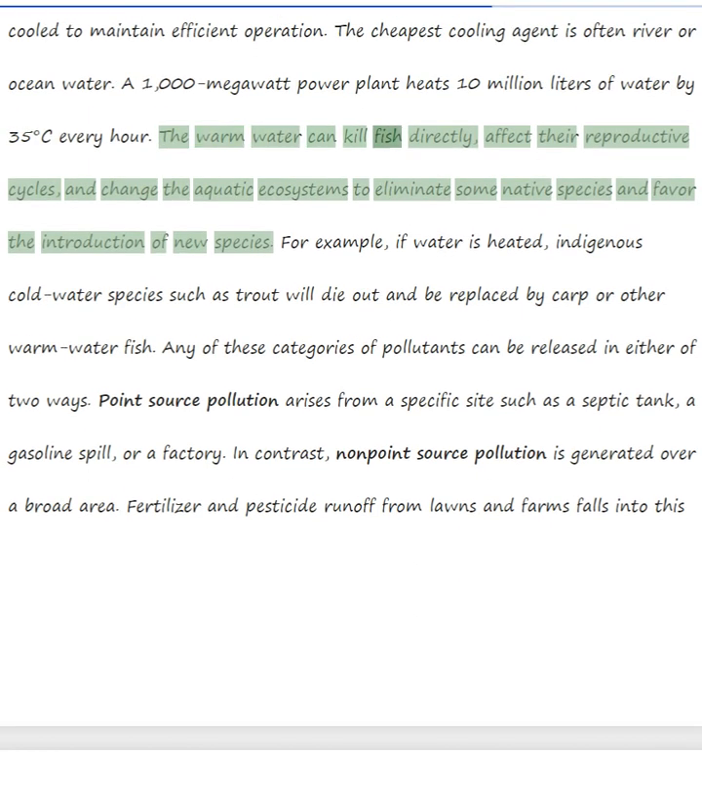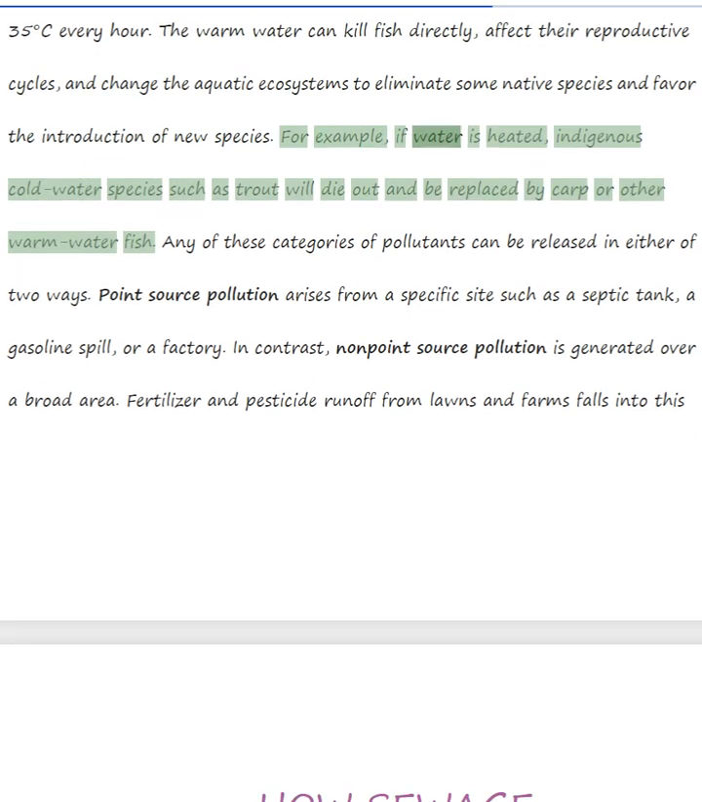The warm water can kill fish directly, affect their reproductive cycles, and change the aquatic ecosystems to eliminate some native species and favor the introduction of new species. For example, if water is heated, indigenous cold water species such as trout will die out and be replaced by carp or other warm water fish.